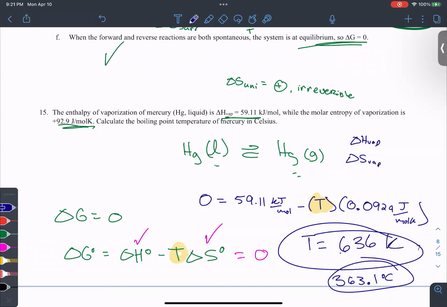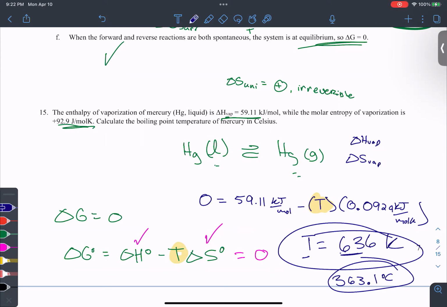I mentioned getting a temperature value that makes sense, because if you did not convert entropy to kilojoules, oh, this should be kilojoules, I changed the value. Yes, if you did not convert entropy to kilojoules, you'll get a number that doesn't make sense, I promise.